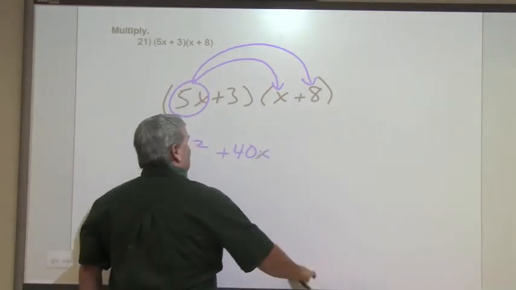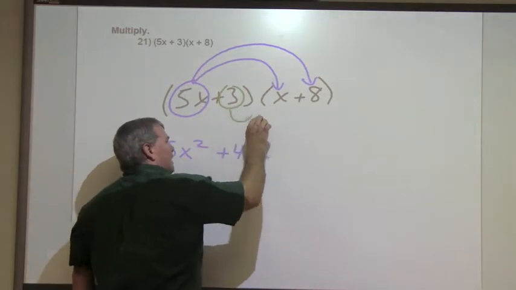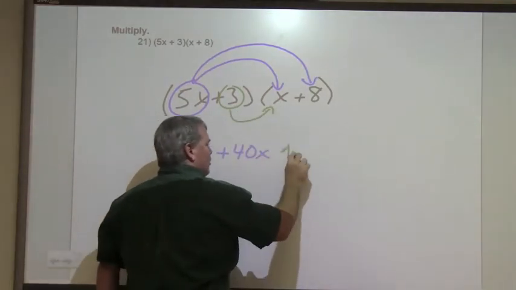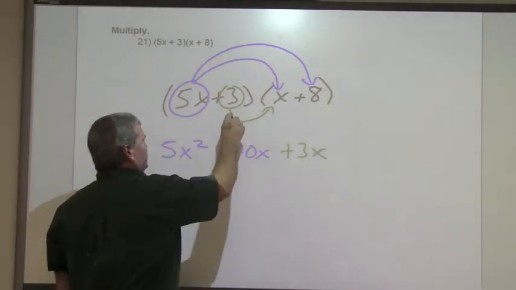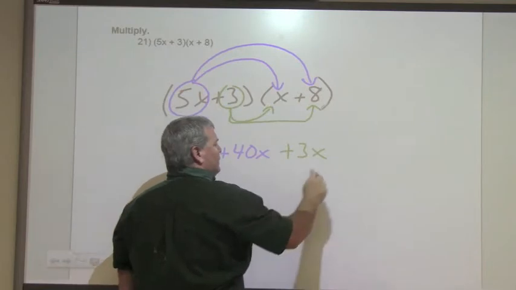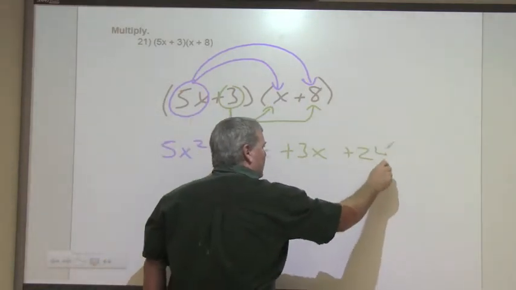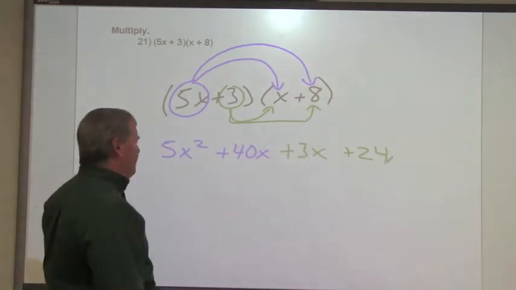Then we go into the inner terms. We got this positive 3. We got to distribute it. 3 times x is 3x. That's our inner term. Then our last terms. Well, it's the last term in this parentheses, last one in that parentheses. 3 times 8 is 24. So basically we take each term and distribute it to the term in the other one.